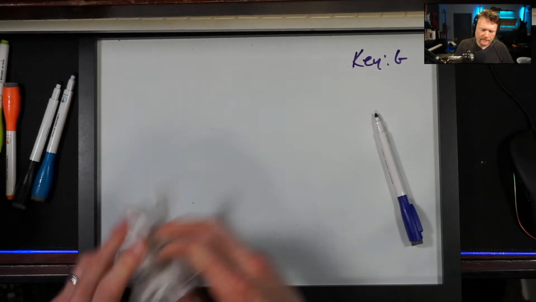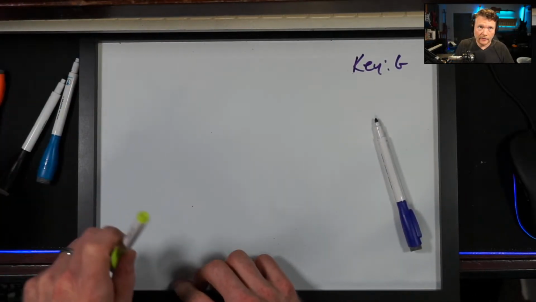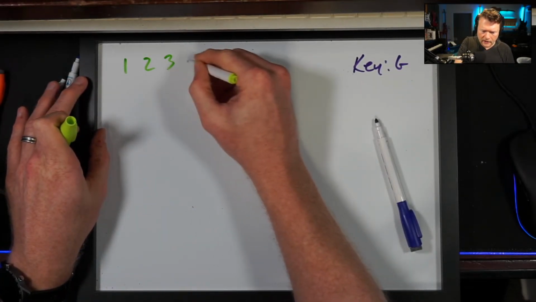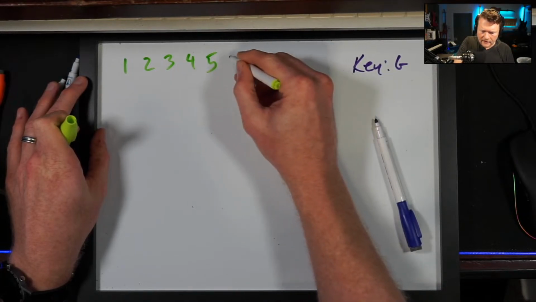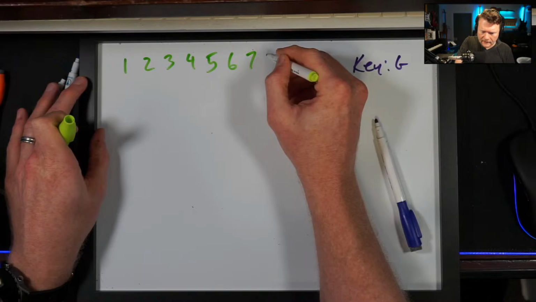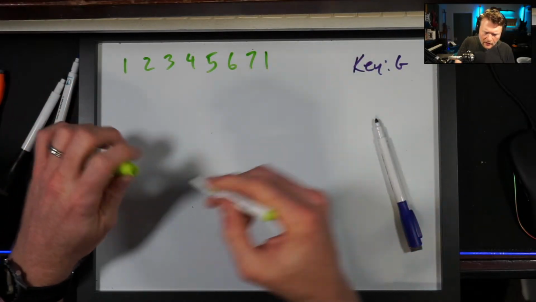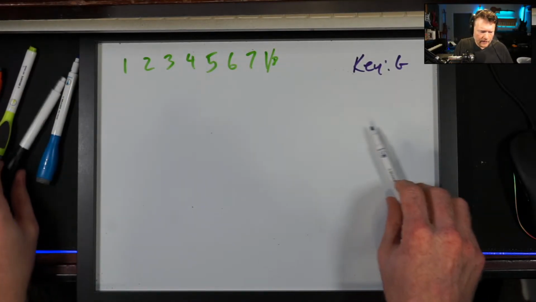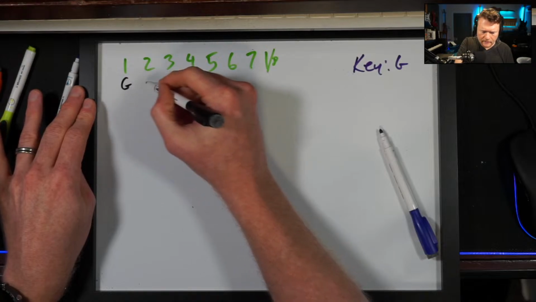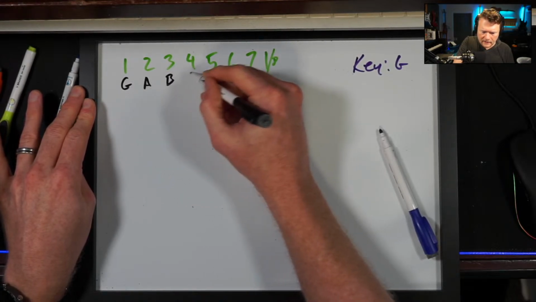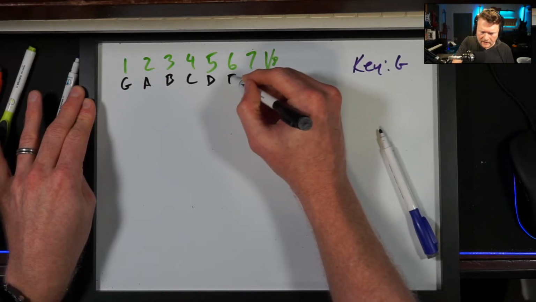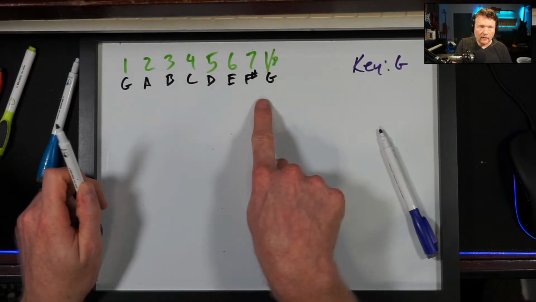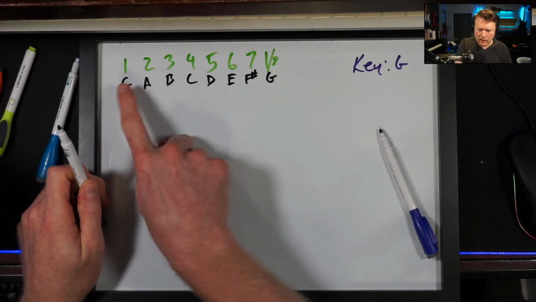If we're in the key of G, let's write up the notes in our key here. 1, 2, 3, 4, 5, 6, 7, and then 1 again. It could be an 8 or a 1, you can think of it either way. And our notes are G, A, B, C, D, E, F sharp, and then G again. That's the major scale. So these numbers apply to those.